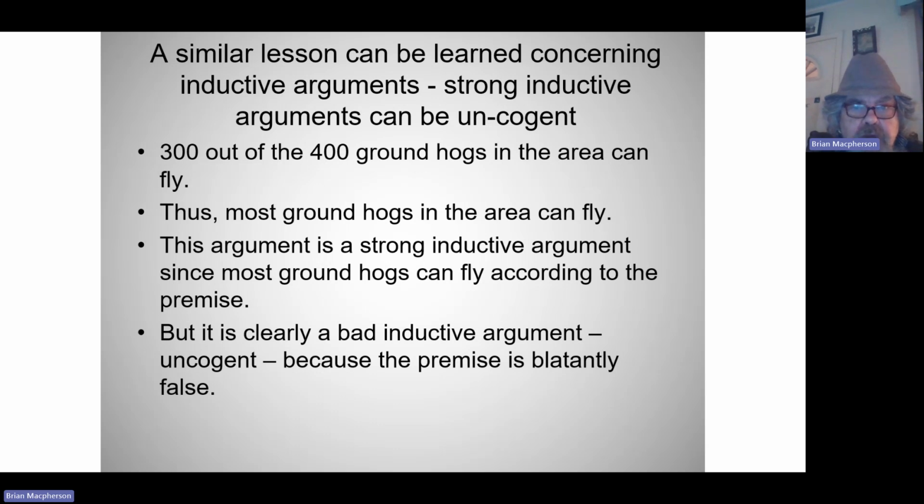Now, as it turns out, it's still a bad argument. The reason it's a bad argument is because even though it is a strong inductive argument, it is uncogent because the premise is false. So it is clearly a bad argument, uncogent, because the premise is blatantly false.